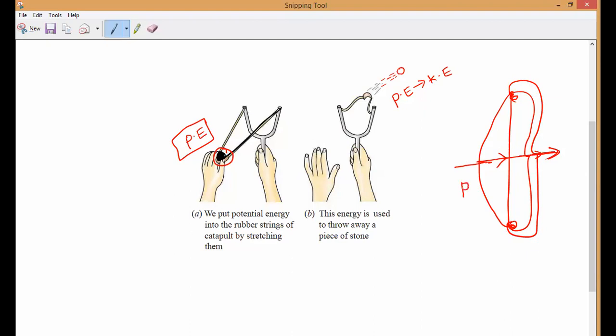So now here also tell me, if I stretch it back, the string will be stretched back. So what is the energy possessed by it here? It is possessed potential energy. When I release the string, the arrow will start moving forward. So in this case, the potential energy is converting into which energy? Kinetic energy.